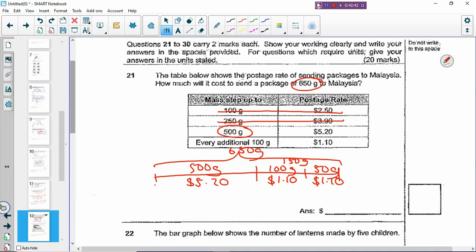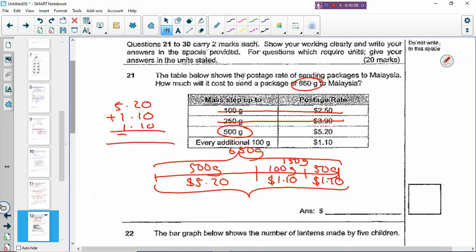Okay, then how much is the parcel? You add them together. So you have $5.20, and my advice is not to do mental sums when you have to add or minus decimals. It's best to do your working so that you don't make any mistakes. So you have $7.40, which is the cost of the parcel. And is that correct? Yep, that's correct. Okay, all right, question 22, next one.